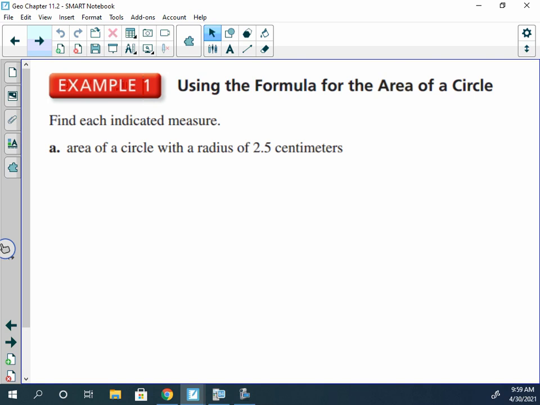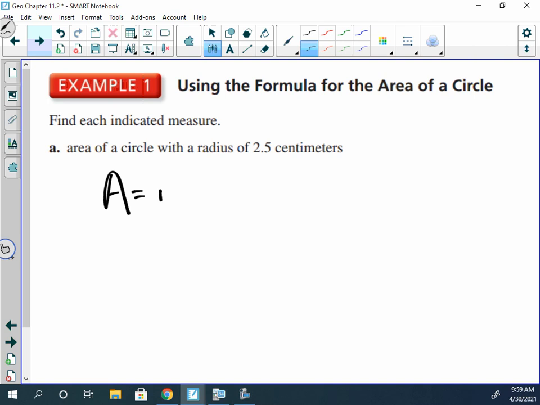So the first problem we're going to look at is to find the area of a circle with a radius of 2.5 centimeters. Well, again, area is equal to pi r squared. And they told us that the radius for this circle is 2.5 centimeters. So if I want to find the area, we can type in the calculator pi times 2.5 squared.